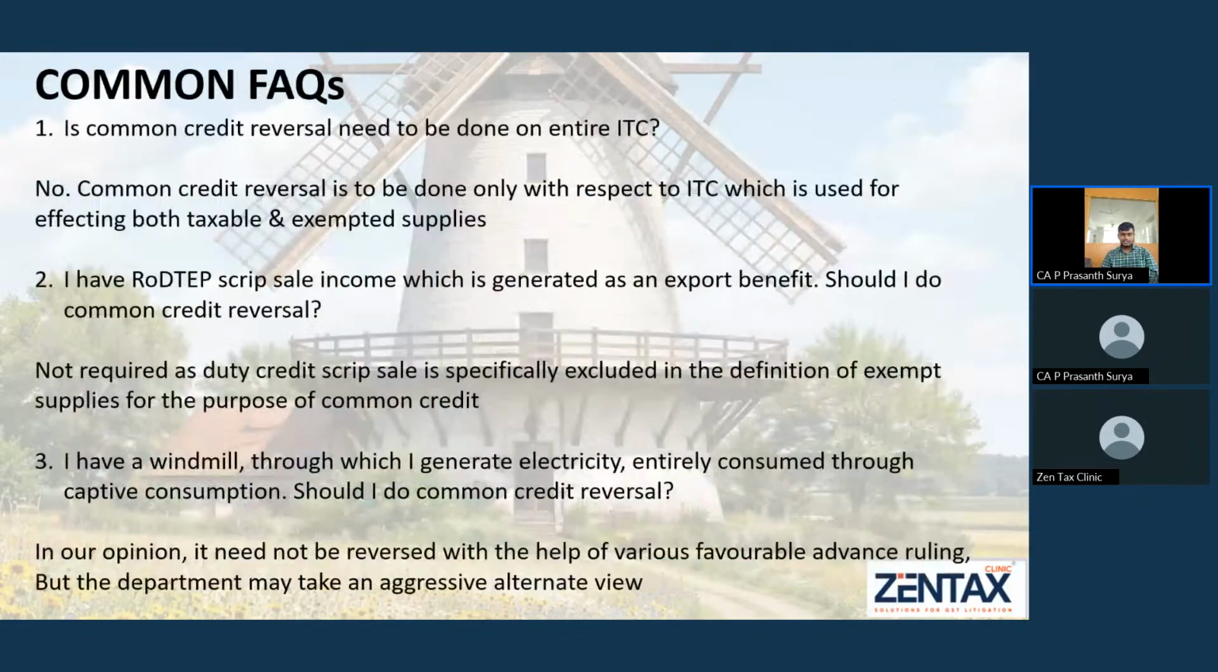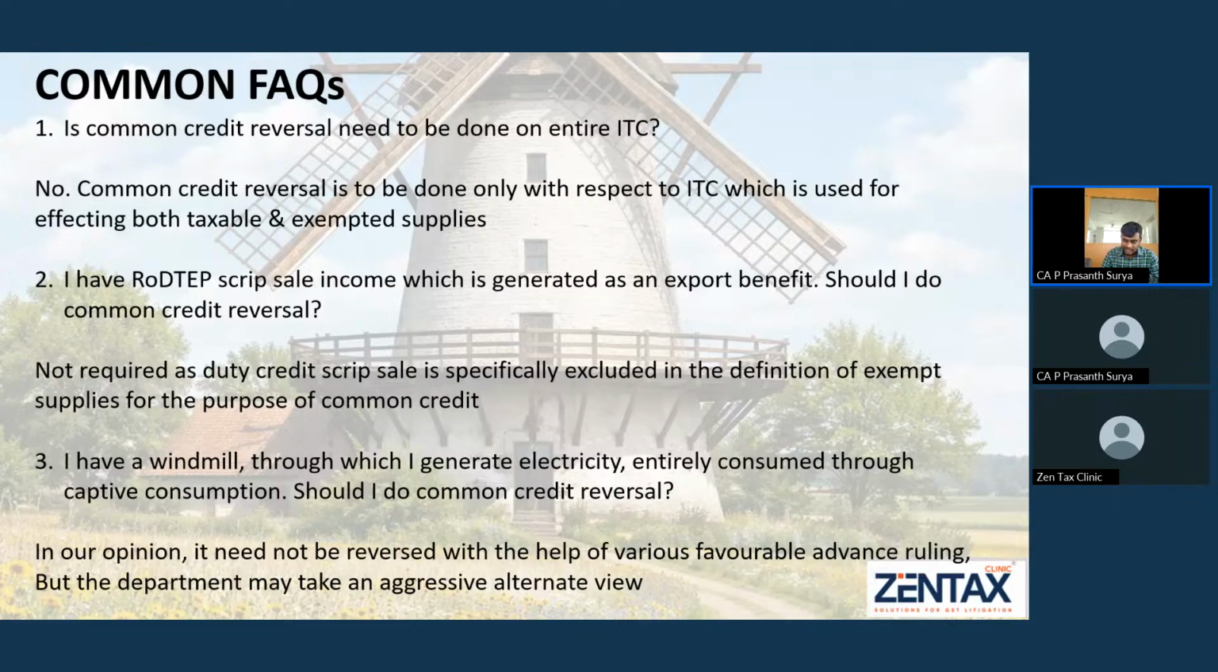So the most common question with respect to common credit reversal is: does common credit reversal need to be done on the entire ITC? Do the proportionate workings need to be done on the entire ITC? I have already addressed this. Common credit reversal need not be done on the entire ITC.